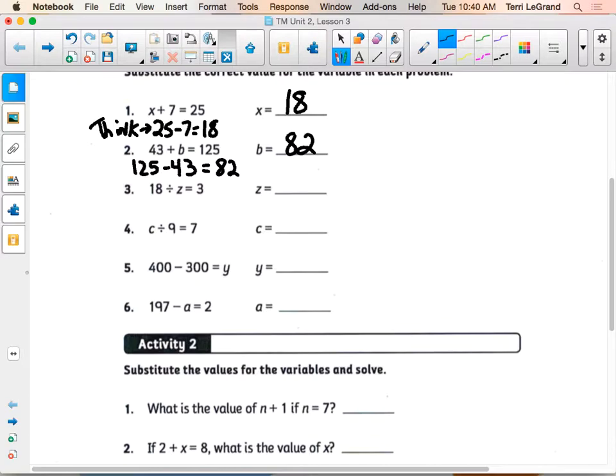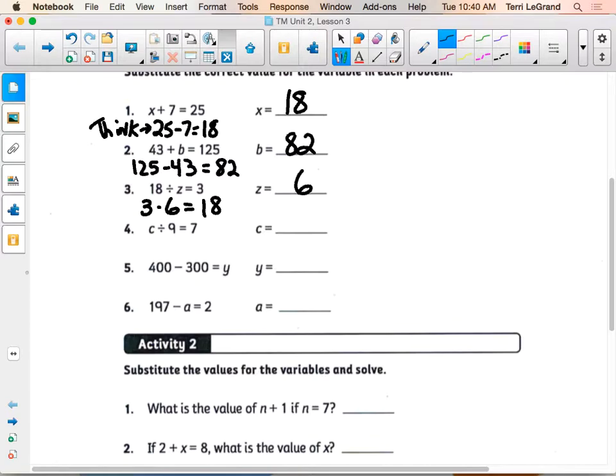Number 3, what is z in number 3? Paikia? 6. Okay, can you justify why it should be 6? I just thought of multiplication. Okay, what would we multiply? 3 times 6. Yeah, if you think of it as multiplication also, if we took 3 times 6, it would get us the 18. So z has to be equal to 6.